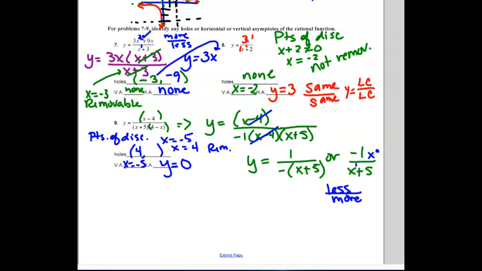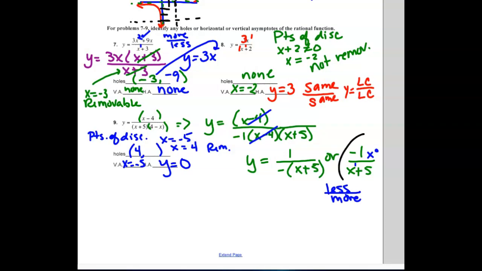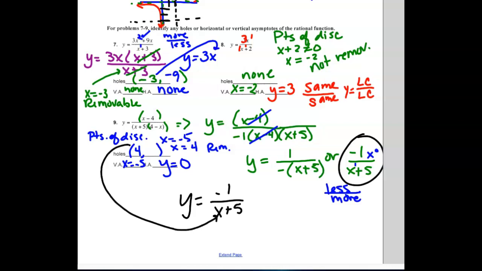And then once again, to figure out the y-coordinate of our hole, we have to go to our simplified version. So we have y equals negative 1 over x plus 5. We're going to plug in that 4 for x, and we end up with negative 1/9 for the y-coordinate of our hole.